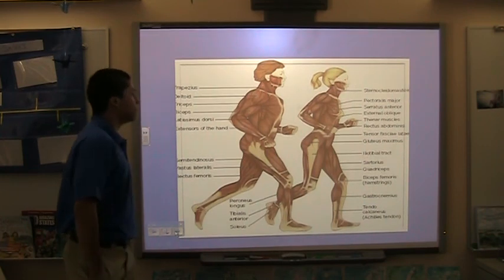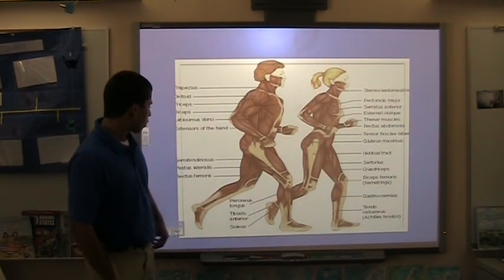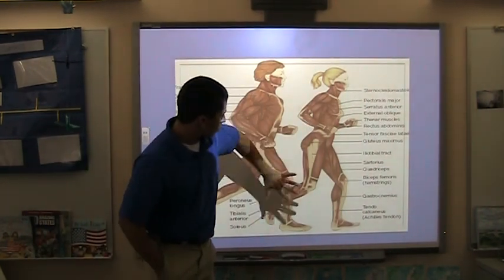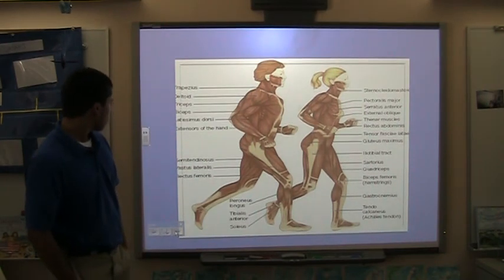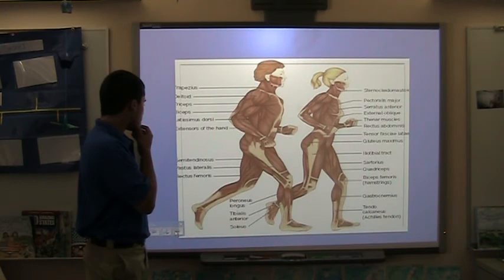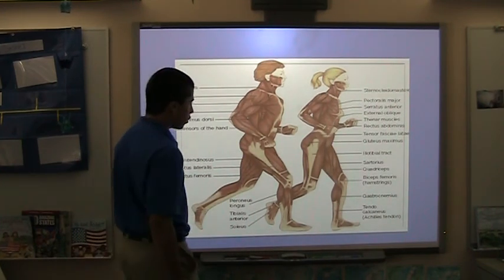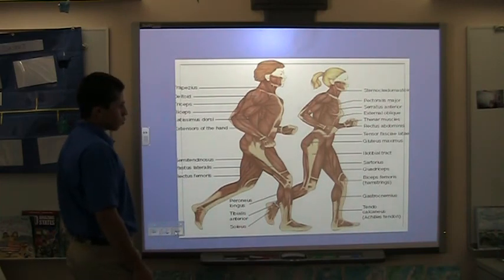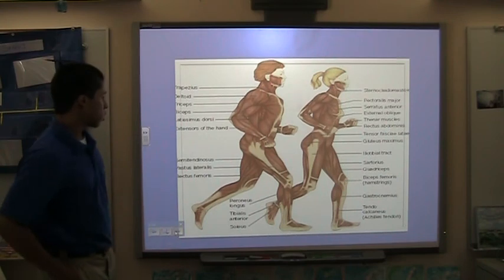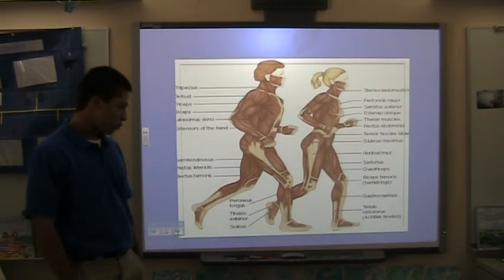In running, you can see that the male's muscles are bulkier. Also, when noticing the female, she has more slender leg muscles. The main muscles used to run would be the semimembranosus, or the back part of your hamstrings, like down here. Also, you have the iliac, which connects to the side of your bones and helps you push off when you run.